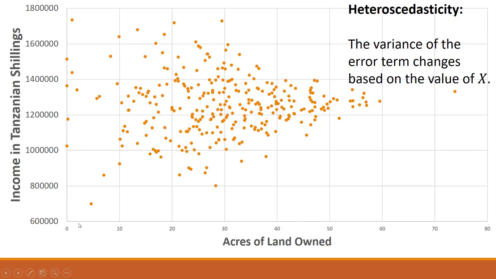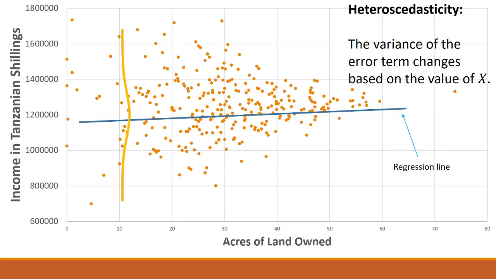The variance of the error term when x, here x is the land, when x equals 10, is much larger than the variance when x equals 50 or when x equals 55. So we look at this data and we say, wow, the variance of the error term must change. Let's fit a line to it. Let's say we fit this line to it. It's our regression line. And what we're saying is that the variance of the error term is different for different values of x, or different values of land.